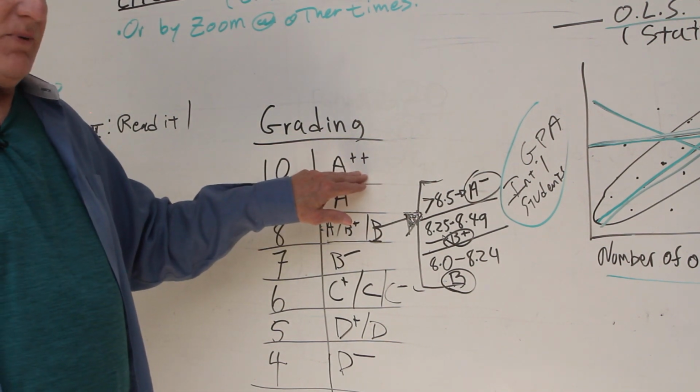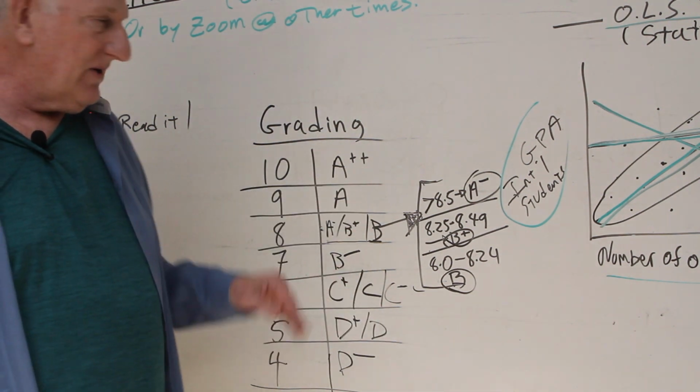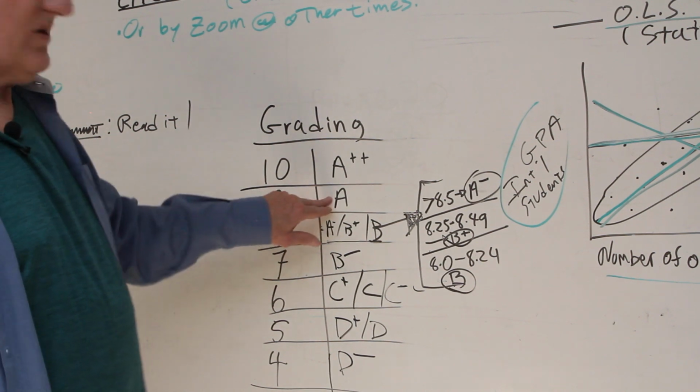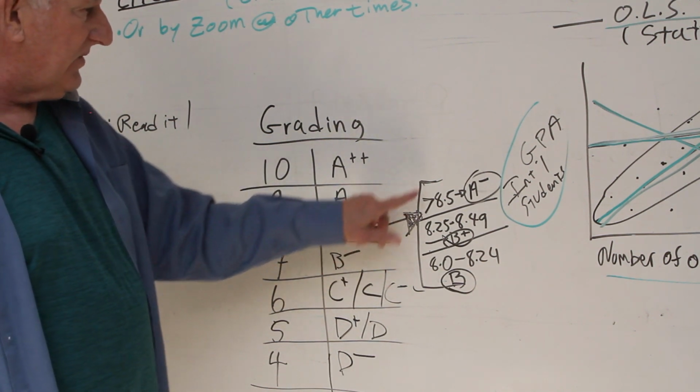Nothing is wrong. You did a perfect job. That would be like if you got nothing wrong on one of the midterms, you'd get a 10 for that. 9 is still an A, so that's good. 8 is a little more complicated, so I've broken it out here.